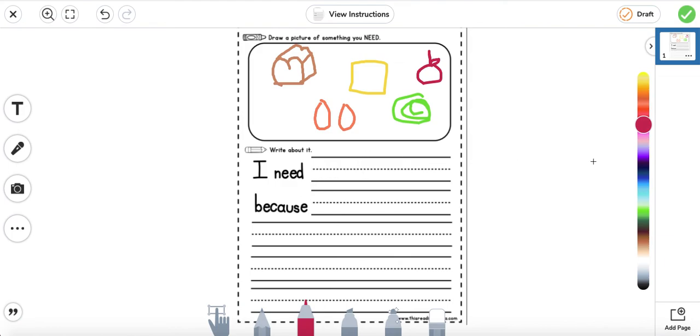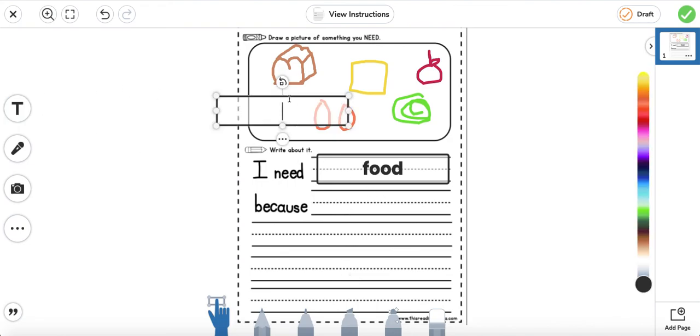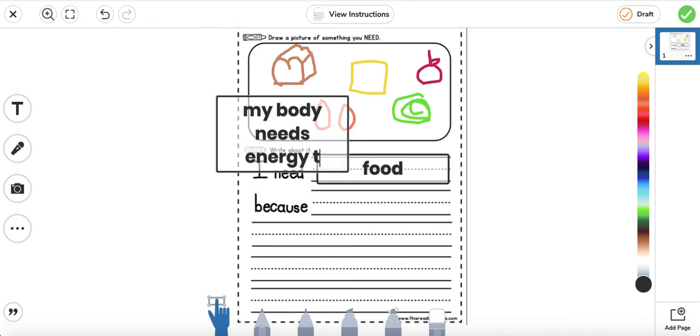And I'm going to go ahead and write it down. I need food. I need food because, so why do we need food? I need food so that I can get nutrients and so that my body can have energy to work, to think, and also because I want to grow. So I'm going to go ahead and write that down. I need food because my body needs energy to grow and think.